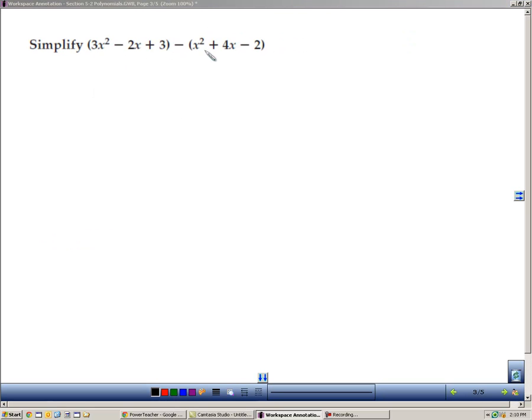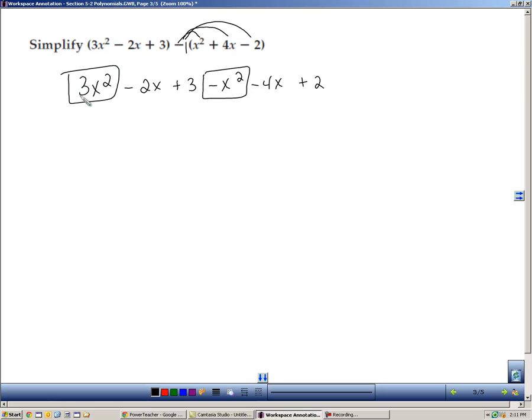Here's simplifying 2 polynomials that are being subtracted. One way you can do that is to just rewrite them by dropping the parentheses, except the second one has a negative 1 in front of the parentheses, so we're going to have to distribute that. So this becomes a minus x squared minus 4x plus 2. You can't drop the parentheses until you distribute that negative. Now we'll collect any like terms that we see. 3x squared minus x squared is 2x squared. Negative 2x minus 4x is negative 6x, and 3 plus 2 is 5.